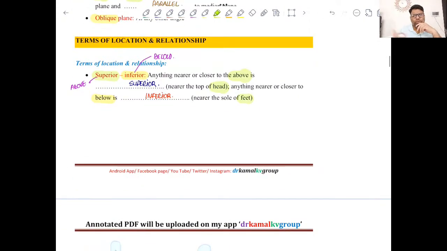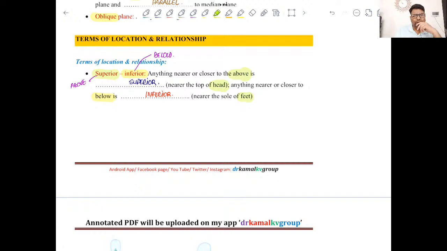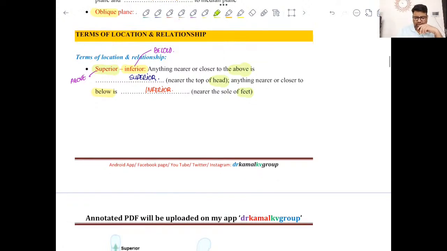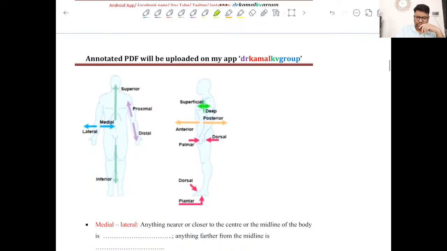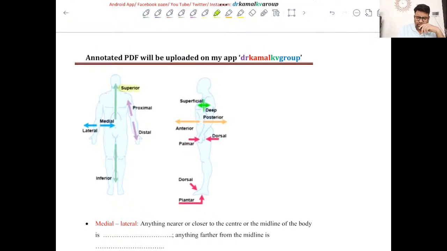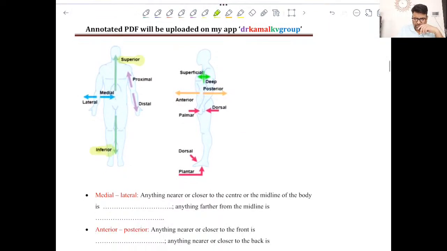You can have superior radioulnar joint, inferior radioulnar joint. So that might help you in understanding the terms, right? So again here, above is superior, below is inferior.